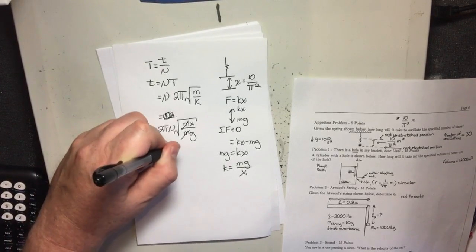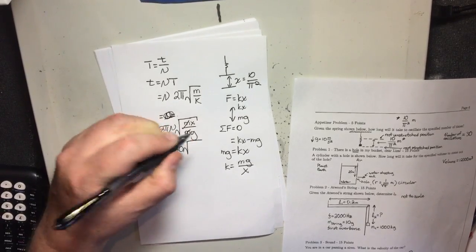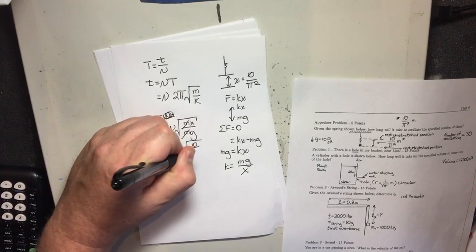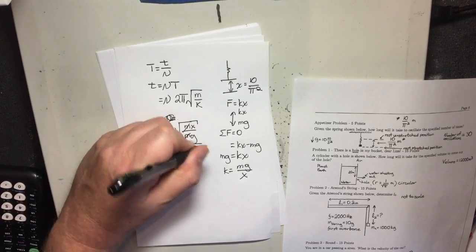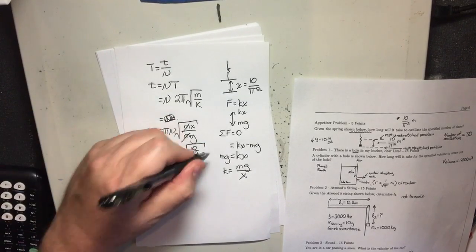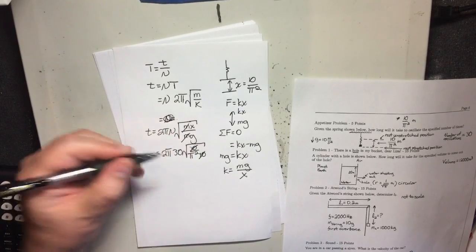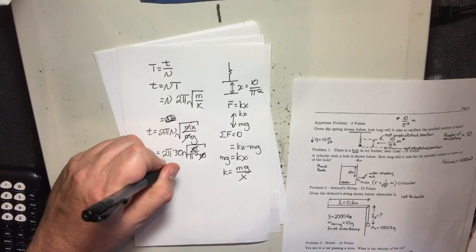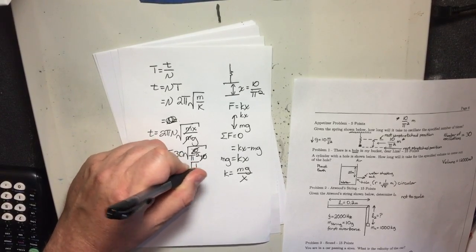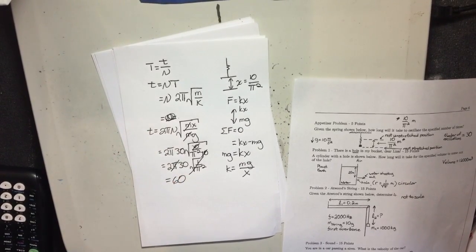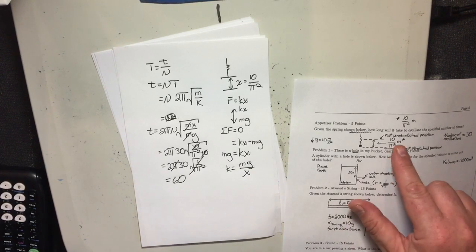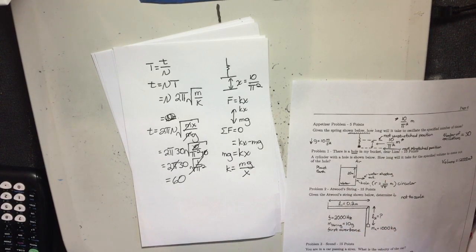So 2 pi 30, 10 over pi squared for x, g is 10. The 10s cancel, I'm left with 1 over pi squared, so 2 pi 30, square root of 1 over pi squared. Those cancel, and the total time is 60. You can tell that it was a desperate play to get the numbers to work out right, because the extended length was 10 over pi squared. That was kind of specific.